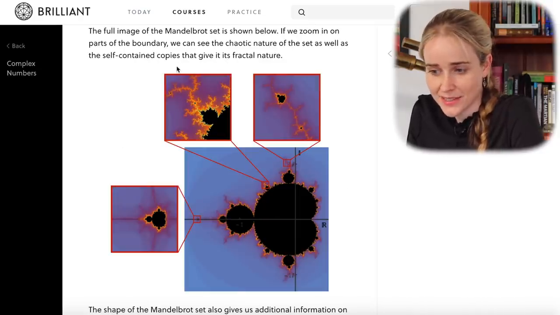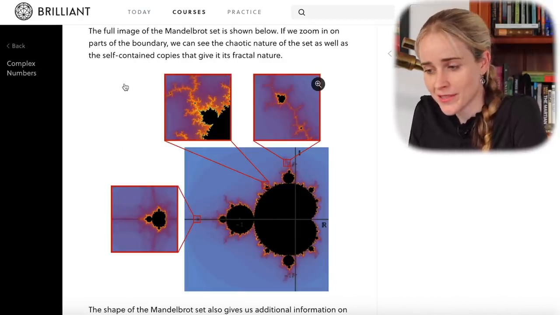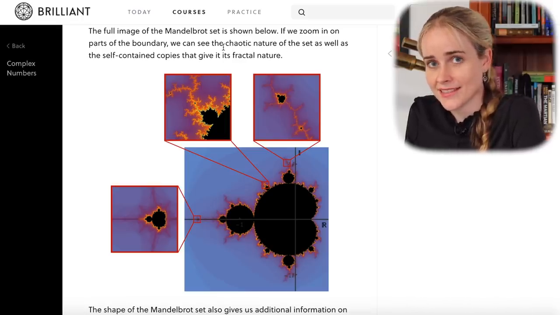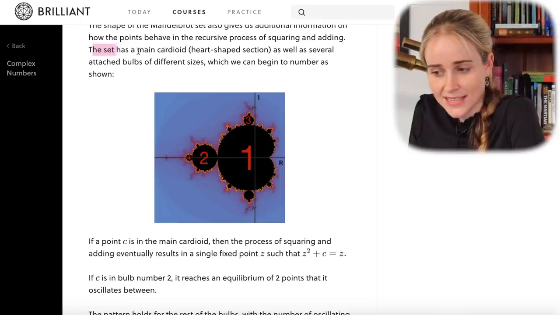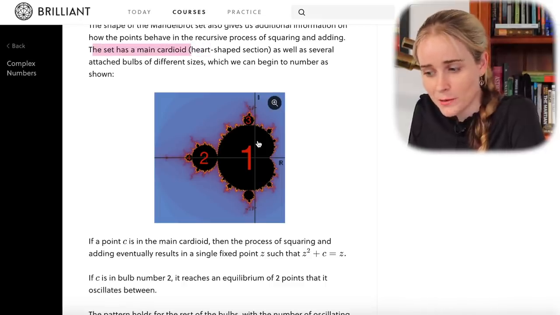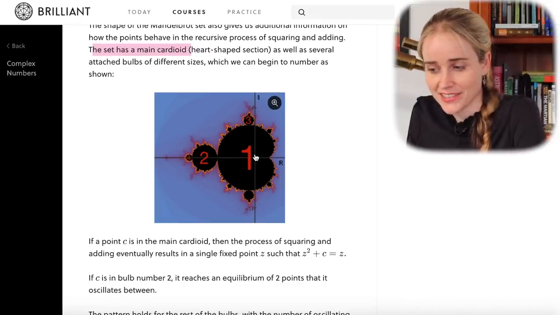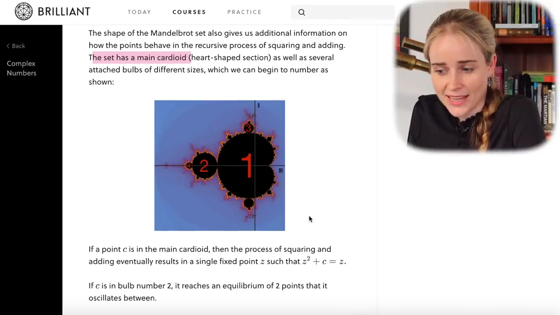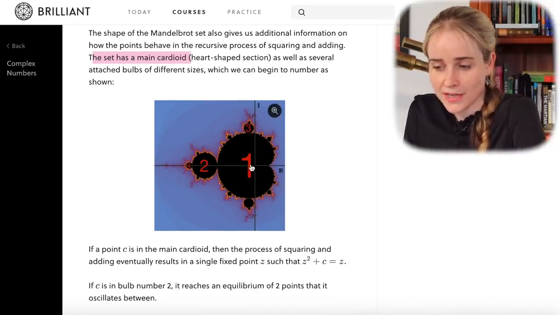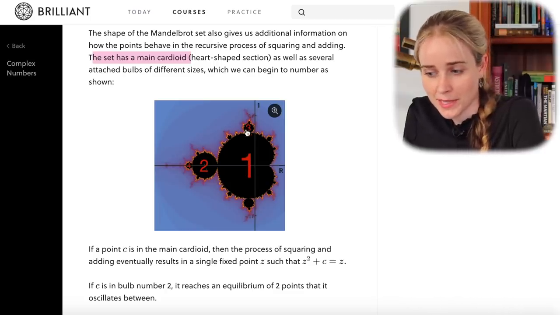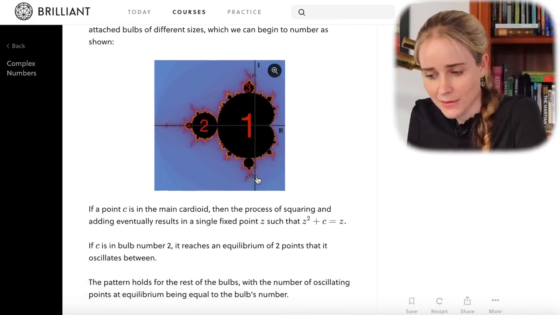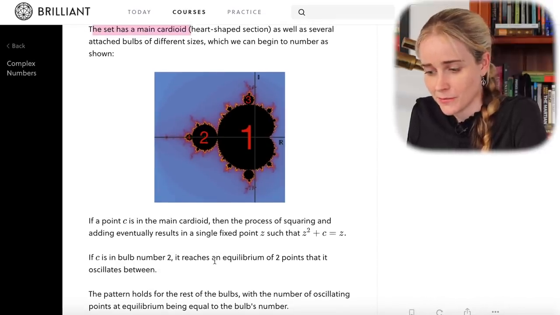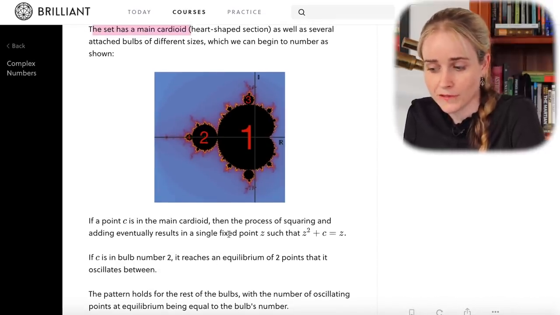This here is a full image of the Mandelbrot set, and you can zoom in on parts of the boundary to see its chaotic nature. The set has a main cardioid, which is this heart-shaped section here, as well as several attached bulbs. And the position of a number within either the cardioid or these numbered bulbs here tells us something about recursion, or I think the fate of the number, whether it reaches an equilibrium or a fixed point.